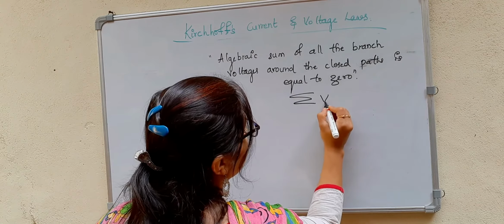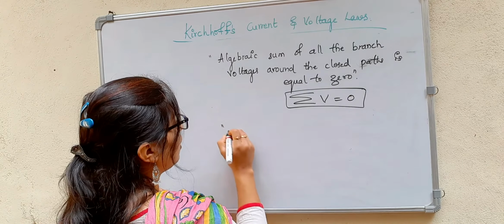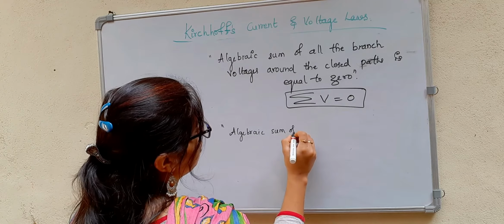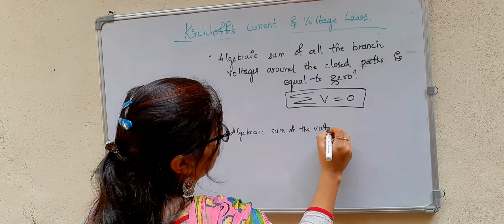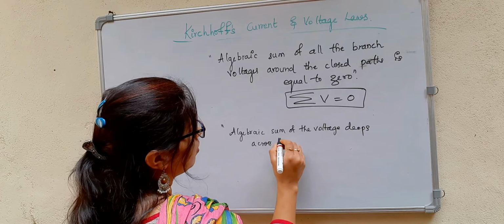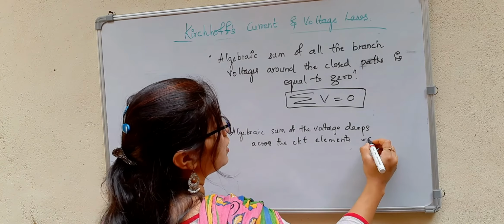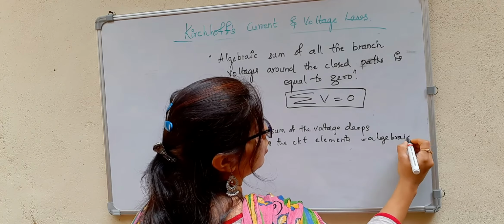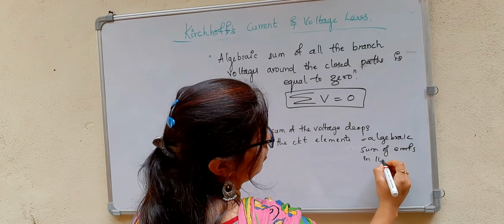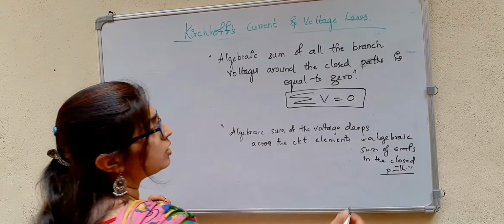That means summation of V is equal to 0. This can also be stated as: the algebraic sum of all the voltage drops across the circuit elements is equal to the algebraic sum of EMFs in the closed path. So this one also can be stated.